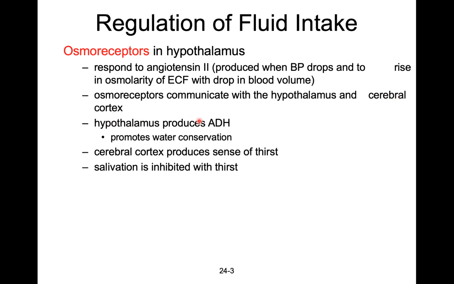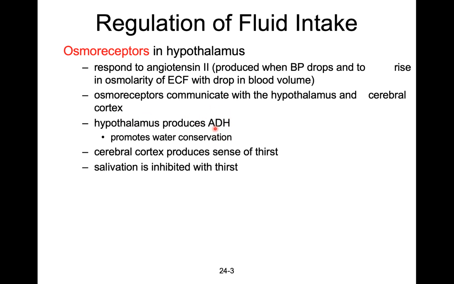Osmoreceptors have the ability to communicate with the hypothalamus and the cortex, and the hypothalamus itself is special because it makes the hormone called ADH. We haven't gotten to the endocrine system yet, I don't think, so when we do, we'll learn more about this, but for now, I just need you to know that the hypothalamus itself produces antidiuretic hormone. You learned about this one in the kidneys section as well, and ADH promotes water conservation. So this helps your body hold in water.